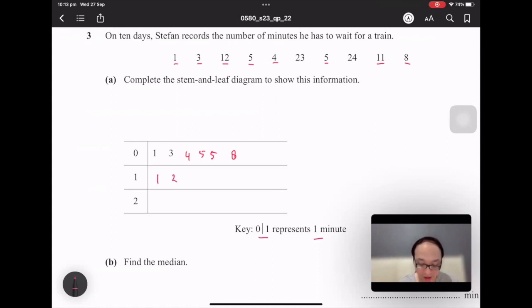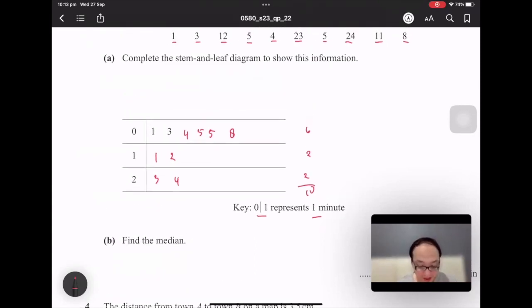And then for the 20s, we have 23 and 24, so this is 3 and this is 4. So the totals should be 6, 2, and 2, so the total should be 10. So all data is already in the stem and leaf diagram.